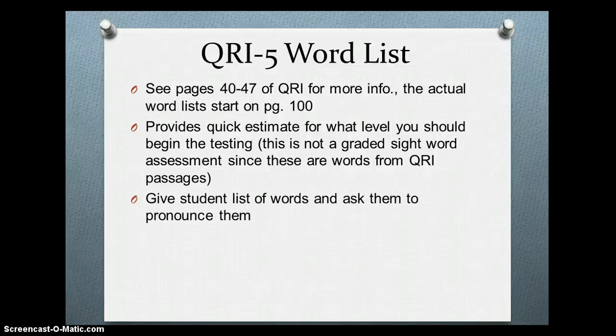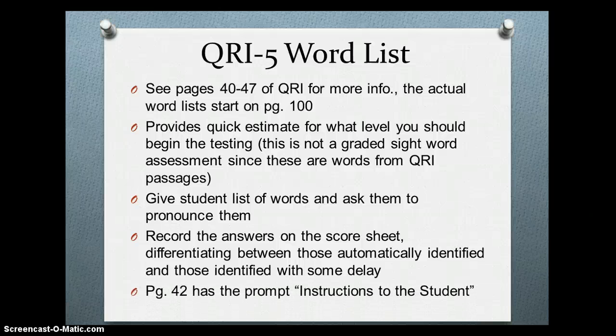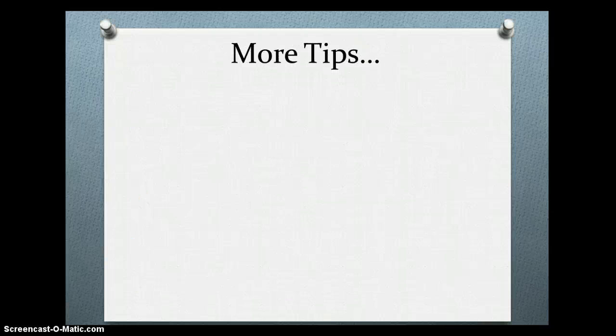So you give the student the list of words and ask them to pronounce them. You record the answers on the score sheet, differentiating between those automatically identified, less than a second, and those identified with some delay, 1 to 2 seconds. You guys should be really good at scoring these word lists since you've done it the week prior. Page 42 has the prompt under the instructions to the student section.